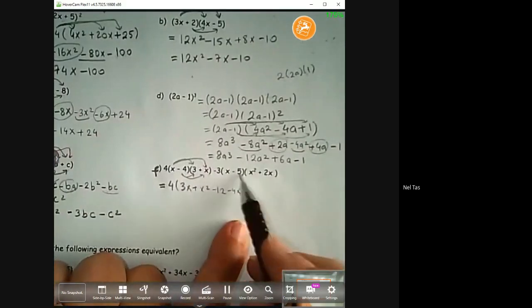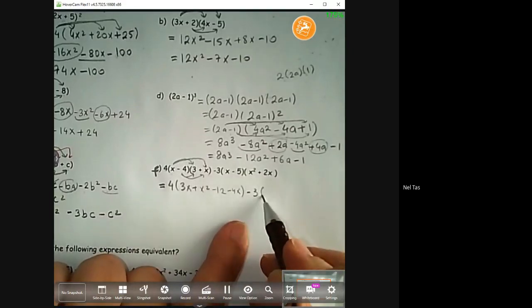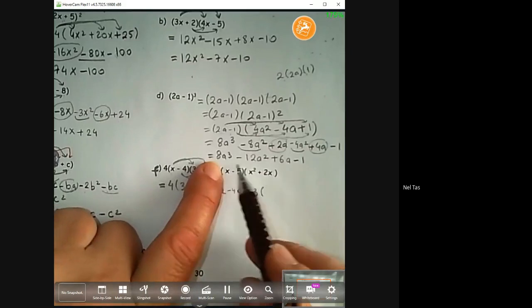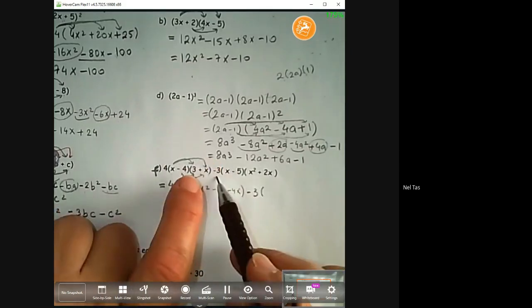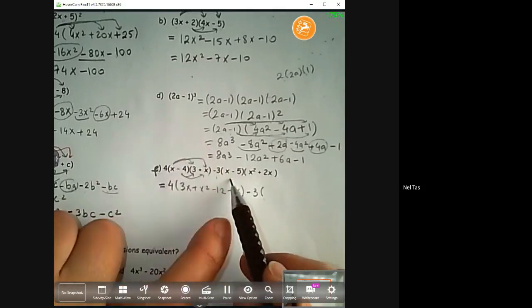I'm going to do the same thing with the second part. So I'm going to keep the number negative 3 here. First, I'm going to do the FOIL here, and then multiply it by negative 3. Okay? So make sure you use brackets as you do these multiplications.